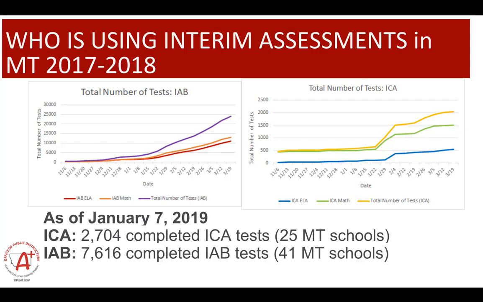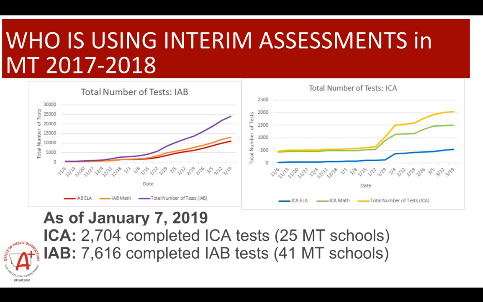We've had a lot of schools starting to use the interim assessments, and we are super excited about that. Last year, though, it ended up being over 20,000, about 25,000 tests that were administered for these IABs, and we'll go over what the difference between IABs and ICA assessments are. In the ICAs, we also had a big chunk, about 2,000 tests administered in the state of Montana. As of January 7th, 2019, so this year, we've already doubled that. I mean, we're already above the number of ICAs completed and IABs at this point.